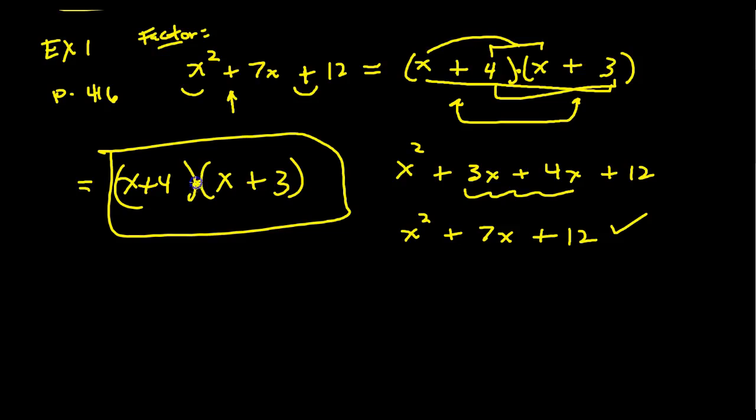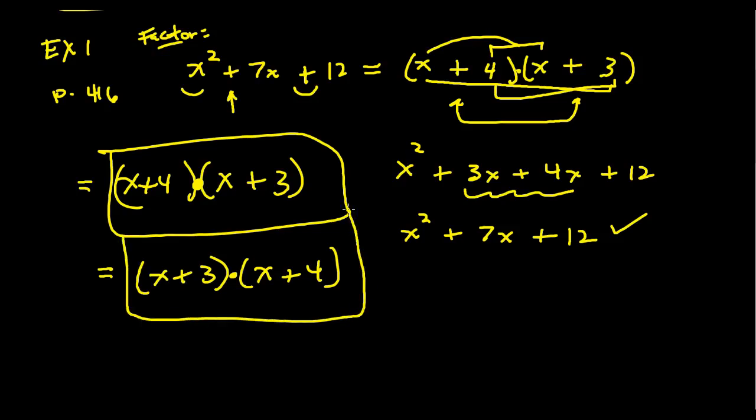I notice that multiplication is commutative, so I can change the order of these factors in my answer. Totally equivalent. Each of these answers is equally wonderful, okay, because, of course, multiplication is commutative.